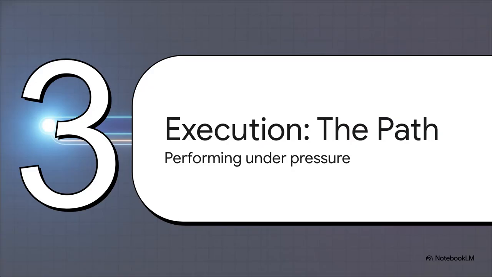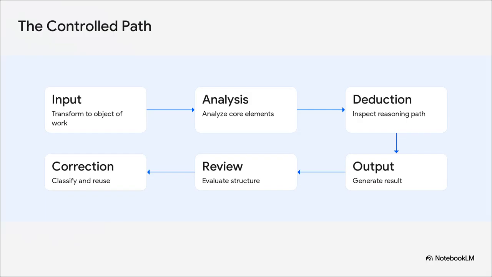Okay, Section 4, execution, the control path, performing under pressure. Now, demand is absolutely nothing without execution, and execution requires a strict, highly inspectable path. Here's how it plays out. First, input is transformed into a clear representation. This exposes the real object of work.